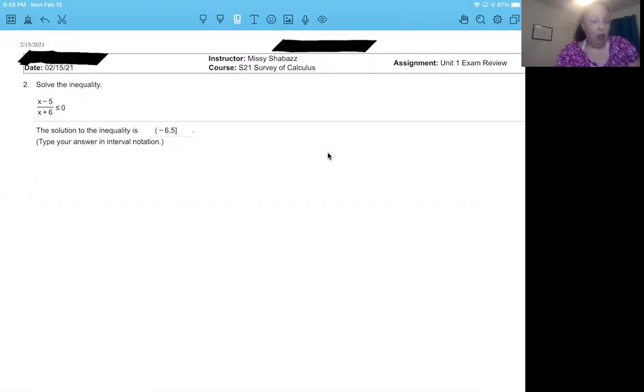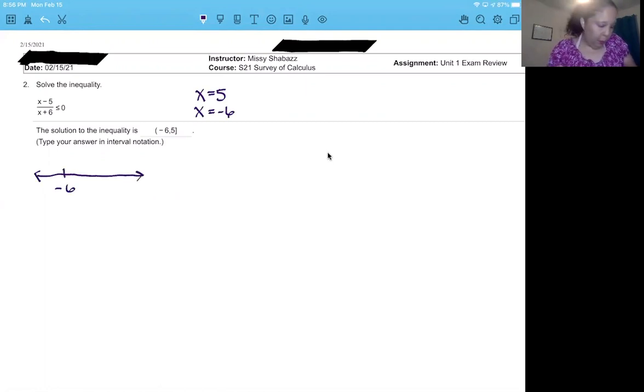All right, so I'm going to start with the critical points. Now, the critical points are where it equals 0, which in our case is x equals 5. And then anywhere it's undefined, and that would be where x equals -6. We are going to put these two numbers on a number line. And then I'm going to see the intervals where it's negative and where it's positive.